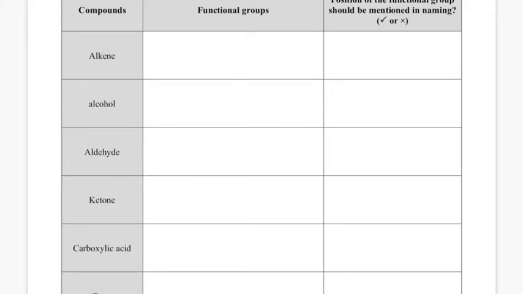For alkene, remember the functional group is a C=C double bond. For the C=C double bond, we usually need to mention the position of the functional group. We don't mention it if there is only one possibility to put the double bond. For alcohol, the functional group is the OH group. This OH group can be placed at any position along the carbon chain, so its position must be mentioned in the name.